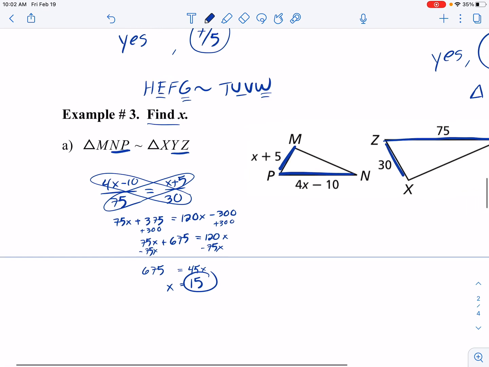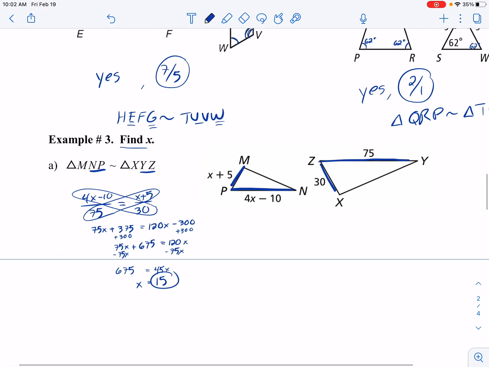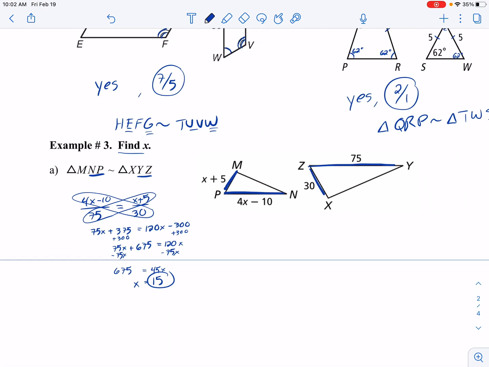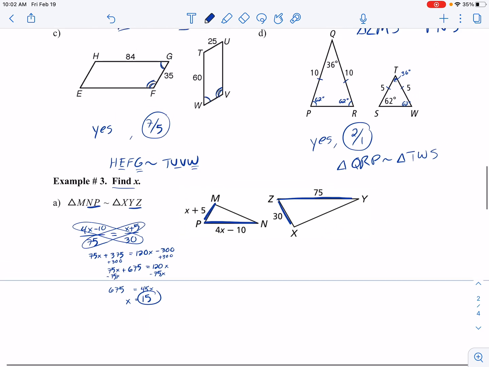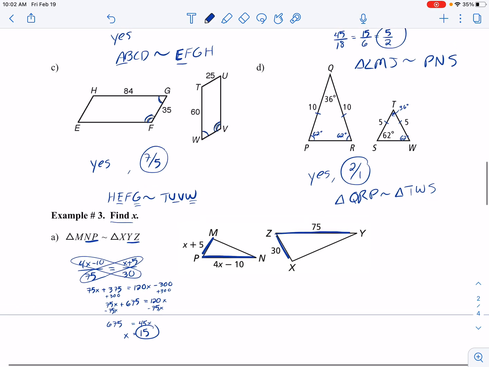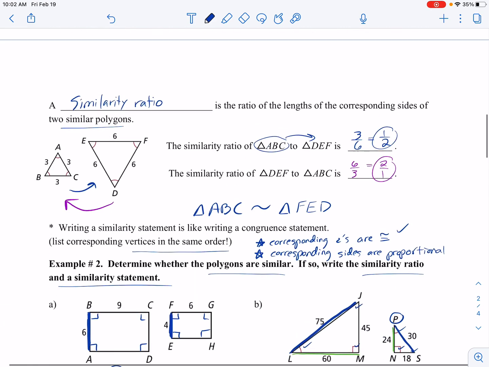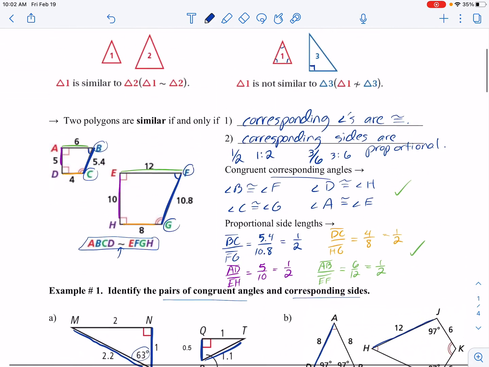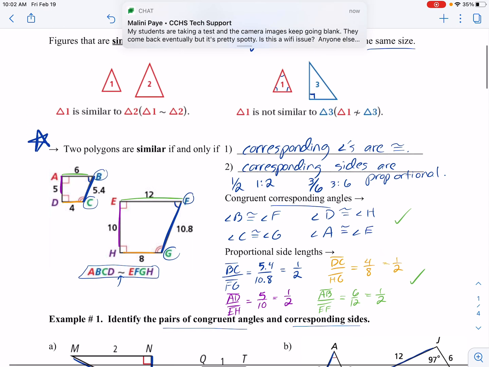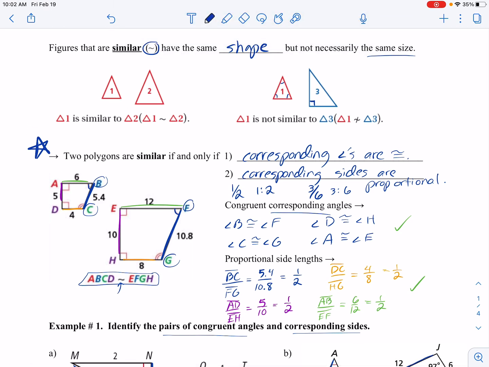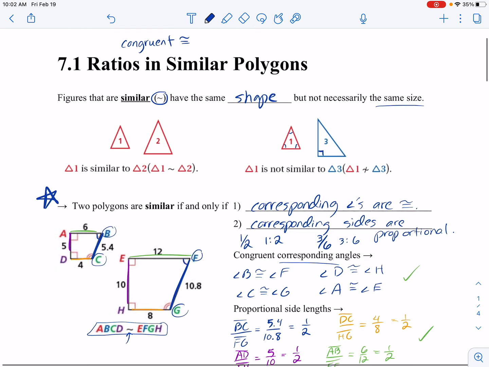Remember, if polygons are similar, their corresponding sides are proportional, and corresponding angles are congruent. That'll help you solve for any missing measures in these problems. All right, probably the most important part of this lesson is right here. Two polygons are similar if and only if their corresponding angles are congruent and corresponding sides are proportional.